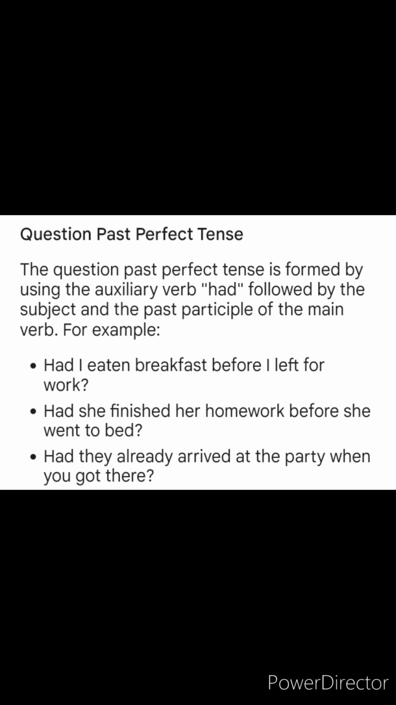Question past perfect tense. The question past perfect tense is formed by using the auxiliary verb had followed by the subject and the past participle of the main verb. For example, had I eaten breakfast before I left for work? Had she finished her homework before she went to bed? Had they already arrived at the party when you got there?